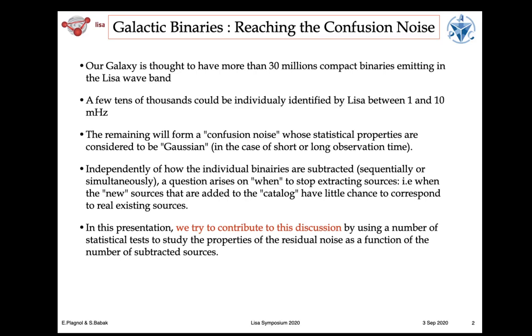Now, independently of how the individual binaries are subtracted, whether sequentially or simultaneously, a question arises on when to stop extracting sources. That is to say, when the new sources that are added to the catalog have little chance to correspond to real existing sources. In this presentation, we try to contribute to this discussion by using a number of statistical tests to study the properties of the residual noise as a function of the number of subtracted sources.